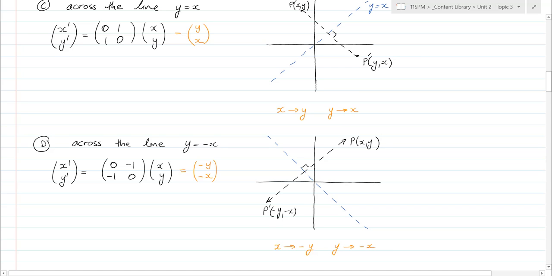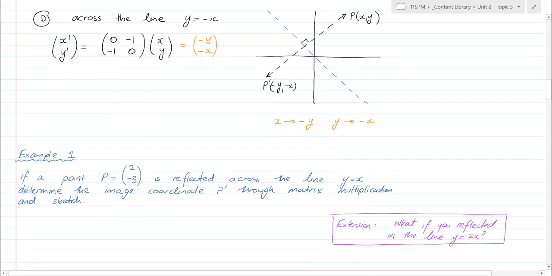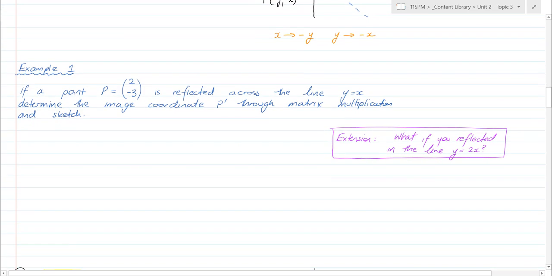Now we're going to talk about dilations. And again, we'll start with just X dilations, Y dilations, and then combine dilations and talk about what they look like. Oh, here's an example actually. If the point P (2, -3) is reflected across the line y equals x, determine the image coordinate P' through matrix multiplication and sketch. Any takers? What's P going to be? -3, 2 is right.